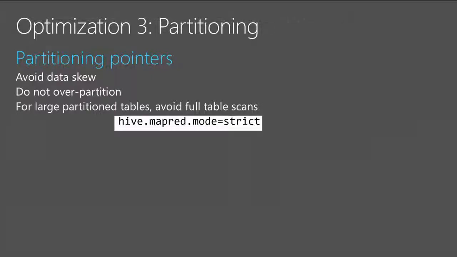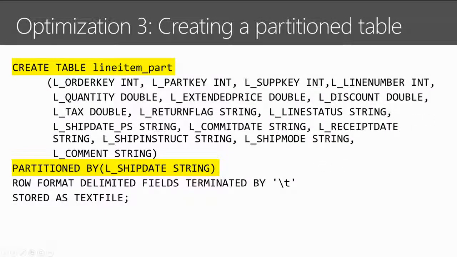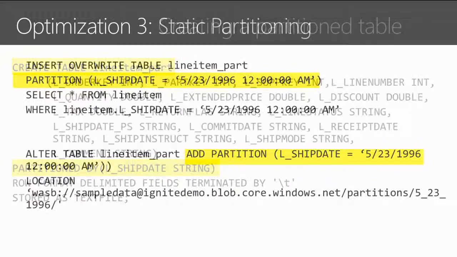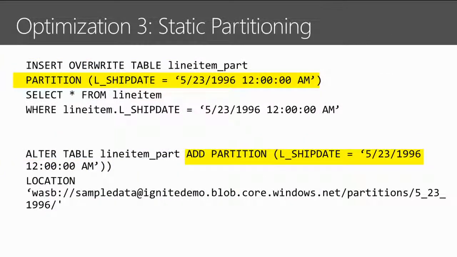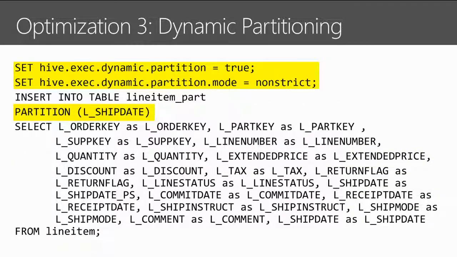OK, so moving on. This is how you can create a partition table. If you remember, I had a staging table, which I created. I next create a partitioning table, which I call line item part, and I partitioned by ship date. I'm going to skip this and just talk about dynamic partitioning.